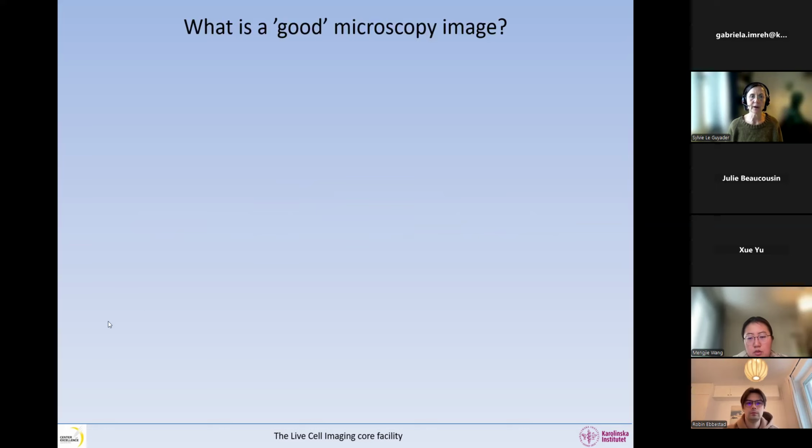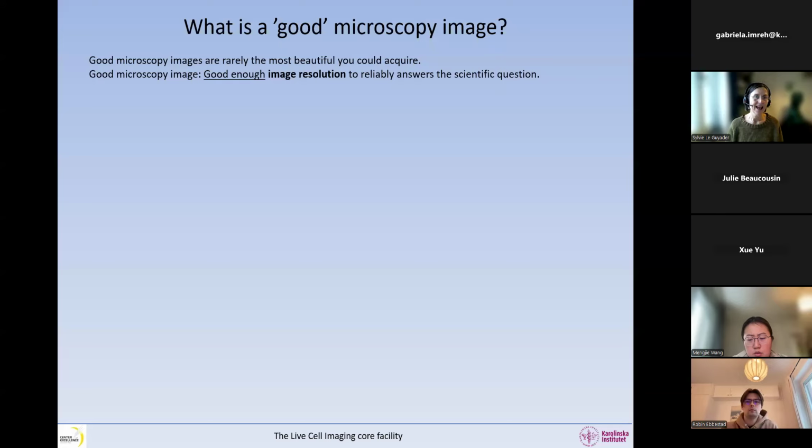So what is a good microscopy image? A good microscopy image is rarely the most beautiful you can acquire. Okay, so I said before, your ugly images are your best friends. So a good microscopy image is an image that is good enough to have the image resolution. So what is image resolution? We're going to define this to reliably answer your scientific question.